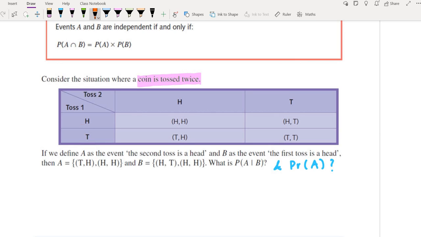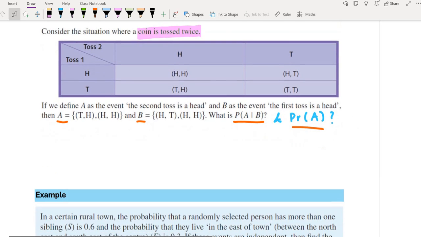And then let's make event A as the second toss is a head. So we got tails and then head, and then heads and then heads. And then let's make B as the first toss is a head. So we got heads and then tails, and then heads and heads. And then if we look at the probability of A given B and then probability of A.